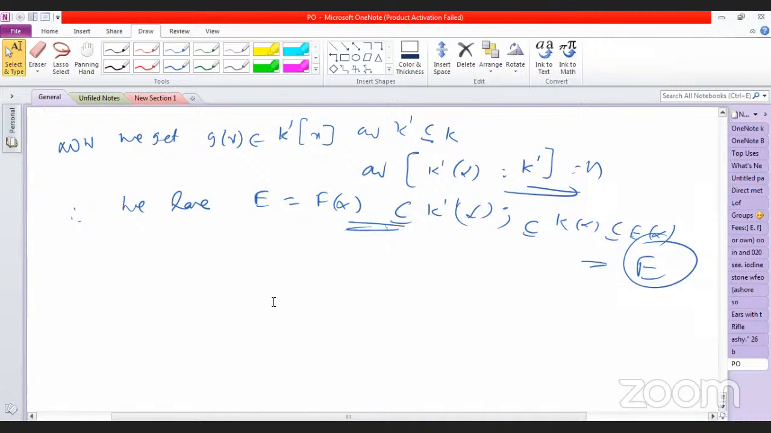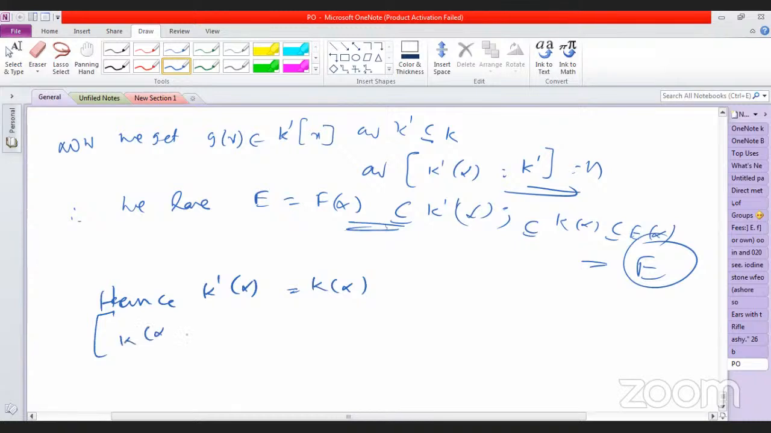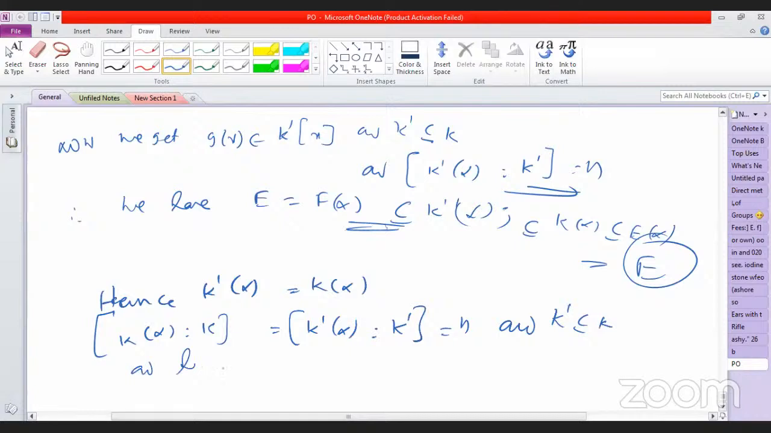So therefore, hence K dash of alpha is equal to K of alpha. We can write also: K of alpha over K is equal to K dash of alpha over K dash is equal to n, and K dash is a subset of K, and hence we get that K is equal to K dash. We have proved that K is any intermediate field in that form.